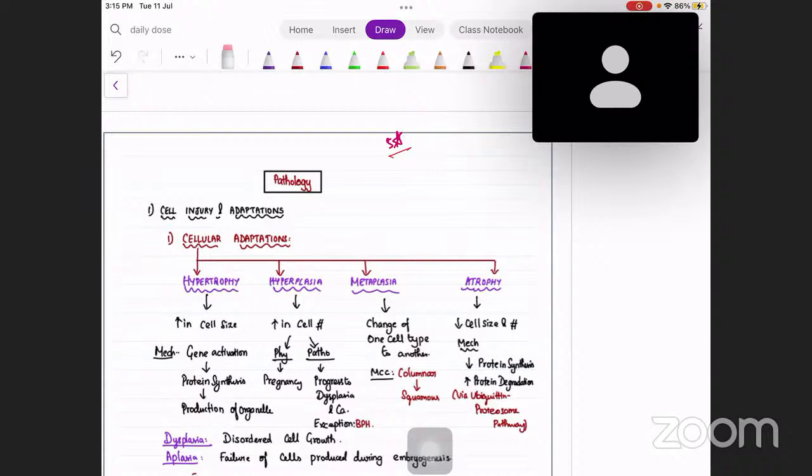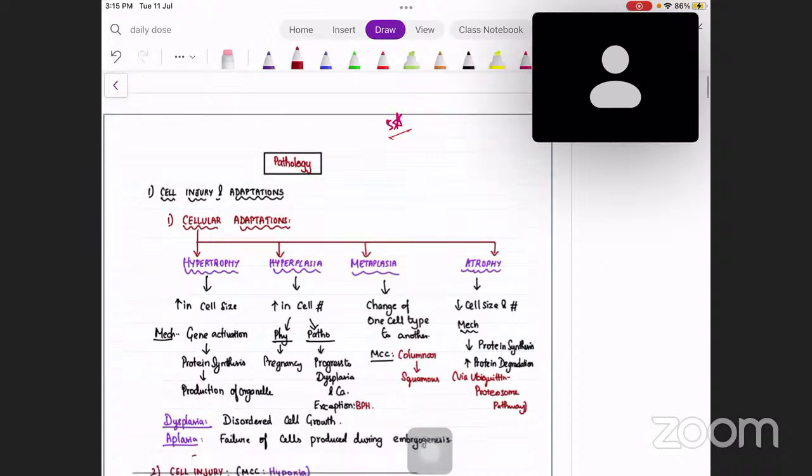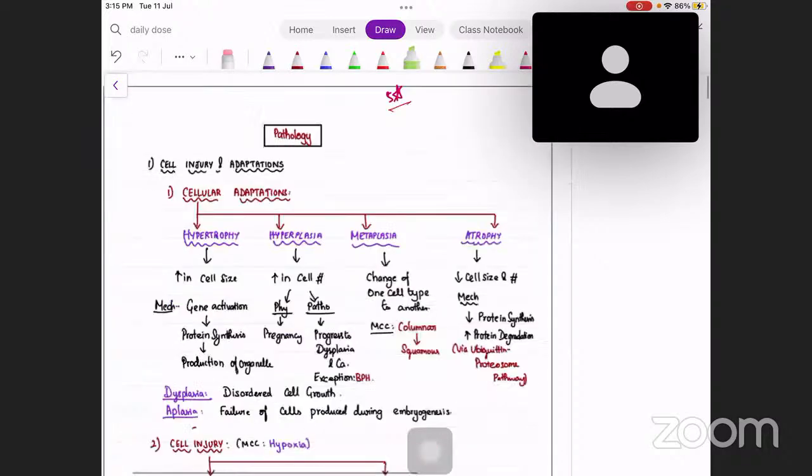Okay, much better. The very first topic of interest in the general pathology is cell injury and adaptations. The cellular adaptation comes under the first area of interest. We have 4 types of cellular adaptation. What are the 4 types, people? Hypertrophy, hyperplasia, metaplasia, and atrophy. Apart from that, there are certain other modifications such as dysplasia and aplasia. We will discuss that after this.